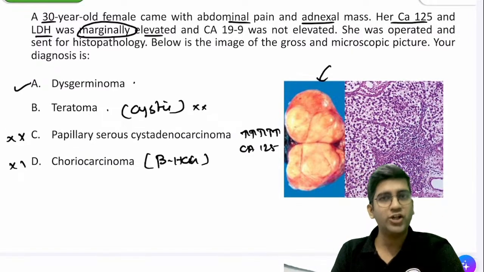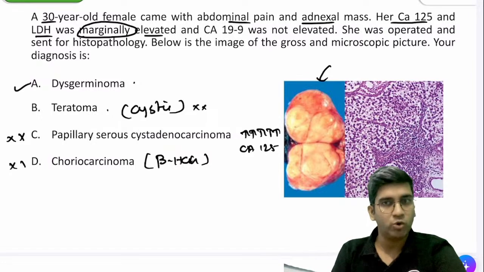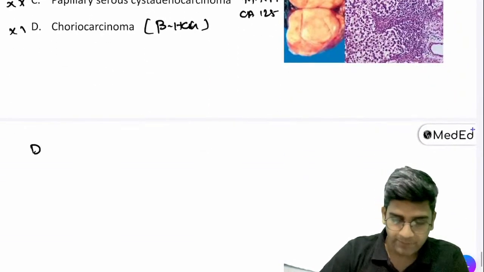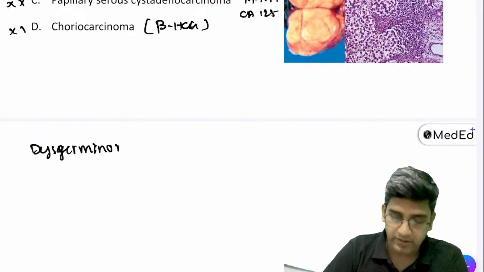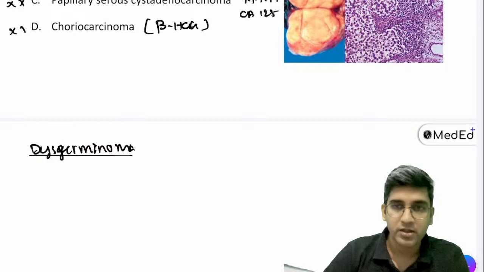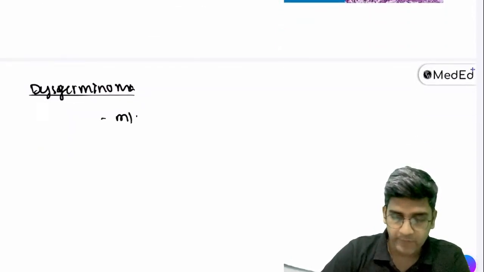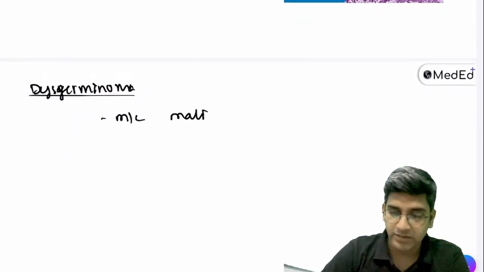Dysgerminoma is a completely solid tumor. Seminoma of testis, dysgerminoma of ovary. Both of them are more or less the same, right? So dysgerminoma, malignant or benign? Can anyone tell me that? It's the most common malignant germ cell tumor. It's not benign.